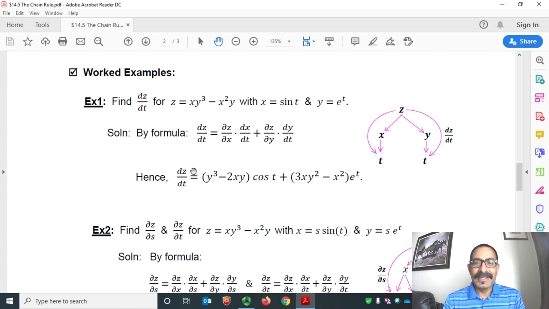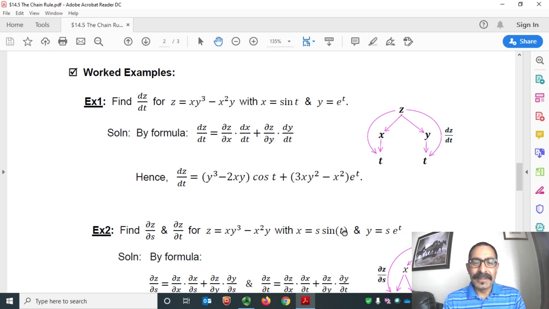the last step here, dz over dt equals the partial derivative of z with respect to x, which is y cubed minus 2xy, times dx over dt, which is the derivative of sine t, which is cosine t, plus from the formula del z over del y, the partial derivative of z with respect to y is 3xy squared minus x squared, times dy over dt, which is the derivative of exponential t, itself. And keep in mind, when you are taking partial derivatives with respect to x, we keep y constant, and when you take partial derivative with respect to y, we keep x constant.